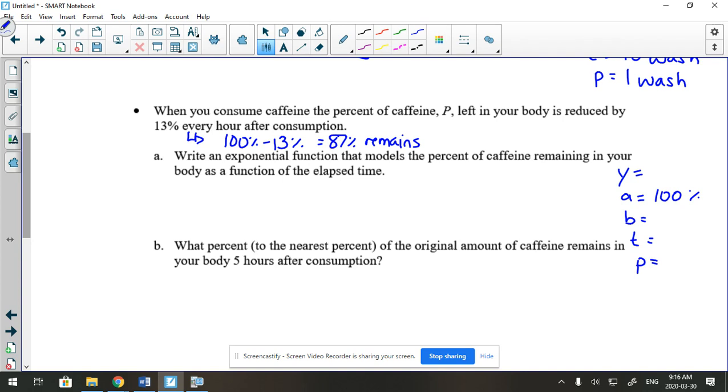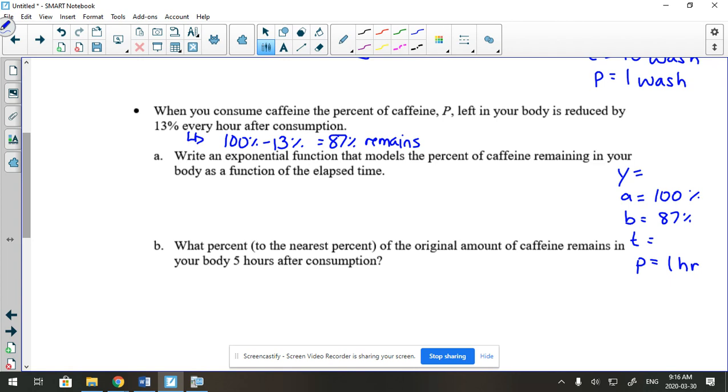So that means I only have 87% of that caffeine after 1 hour. So remember, your B and P's are always linked together. 87% after 1 hour. There it is. Okay, so it says write an exponential function that models the percent of caffeine remaining in your body as a function of the elapsed time.